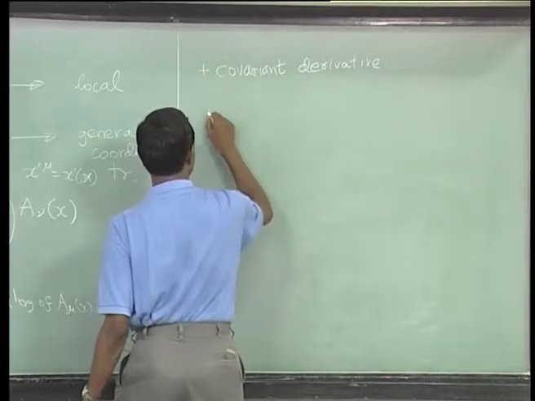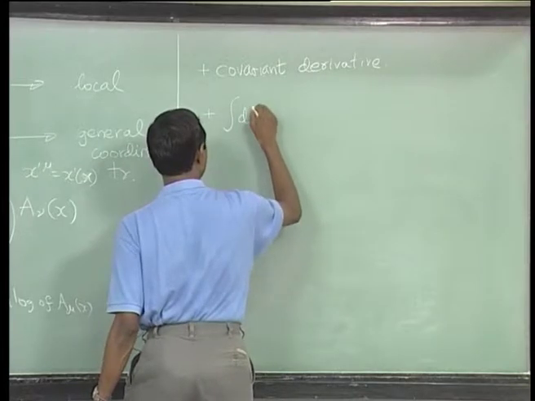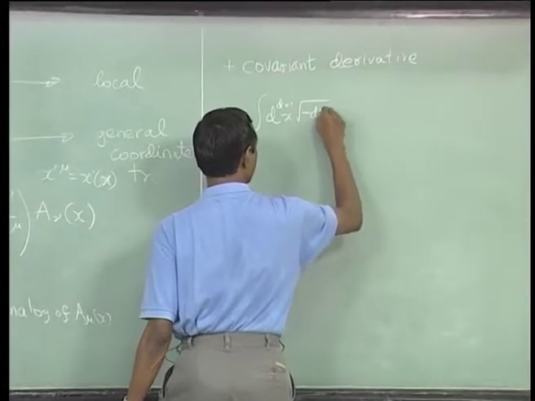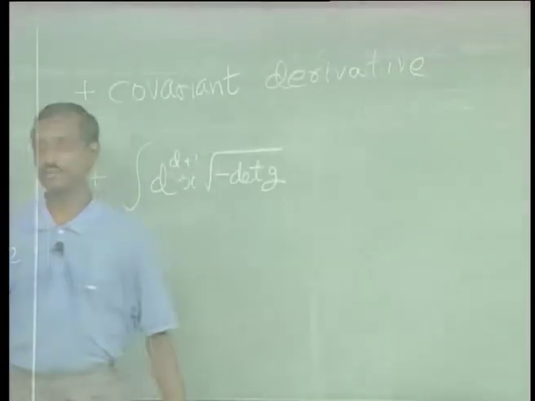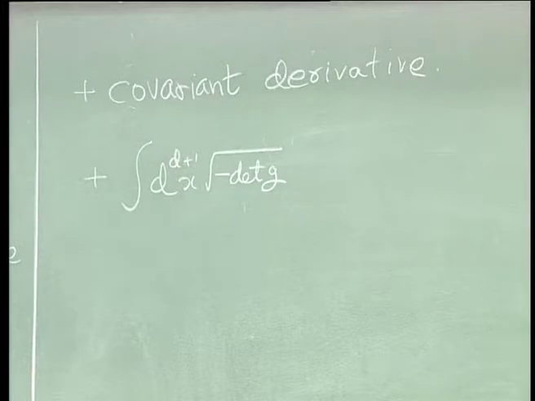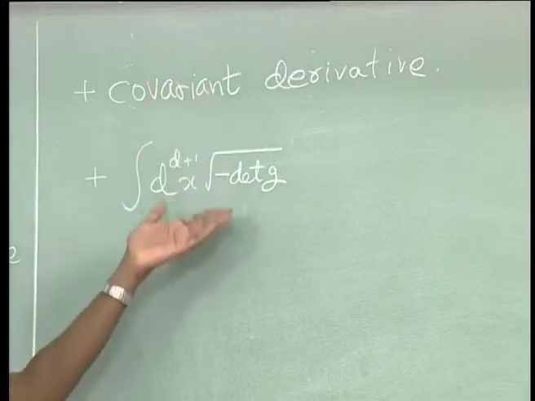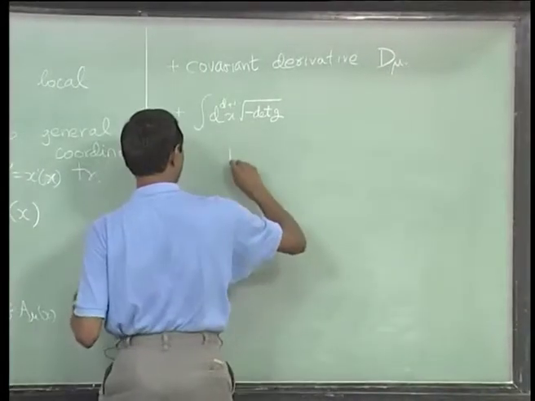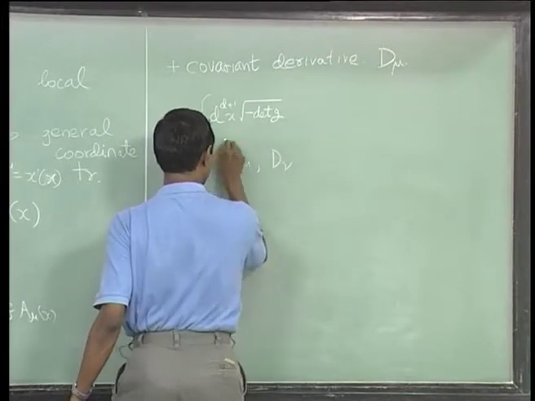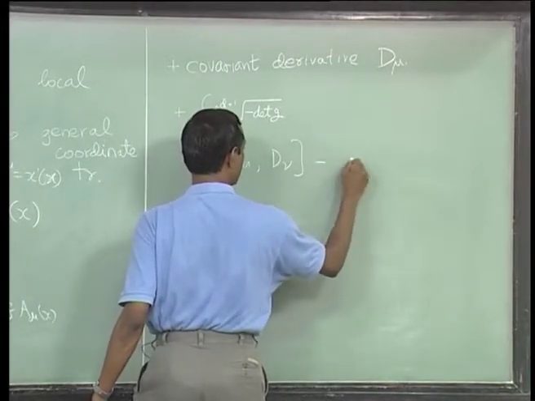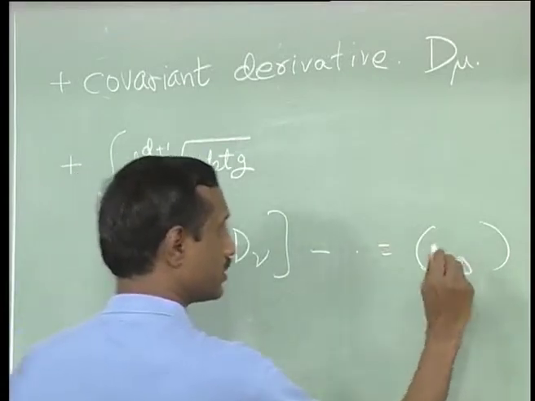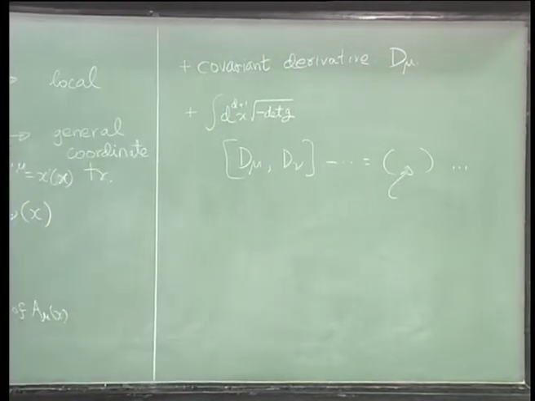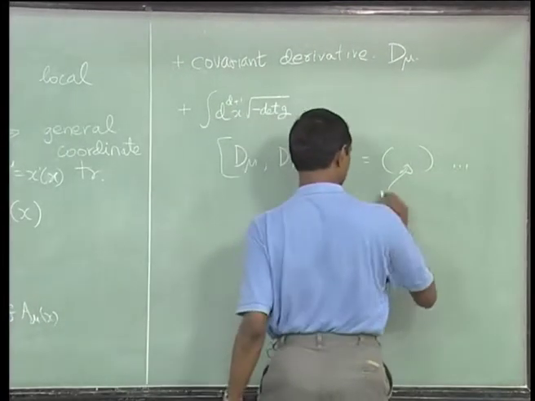And the measure will look something like this, square root of minus det g. Okay, so this is a nice measure. So let us say we define some covariant derivative like this, and you can ask this acting on something will give you the analog of field strength, right. So I am being very schematic out here. This object will turn out to be the curvature tensor.